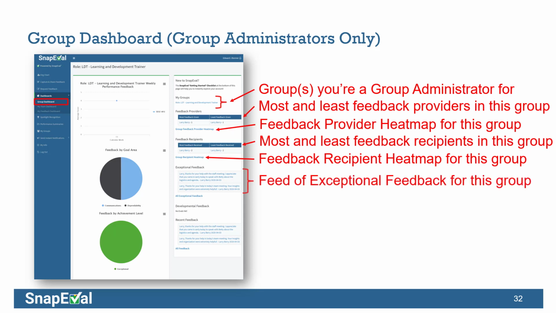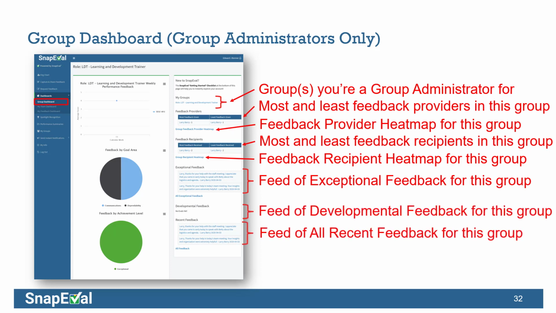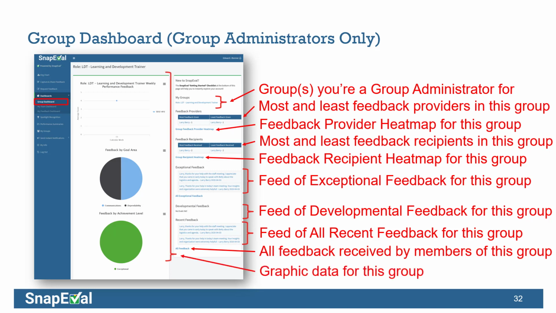It also has feeds of some of the recent exceptional feedback, some of the recent developmental feedback, and just in general recent feedback overall that has been received by members of your assigned group or groups. And if you want to see all the feedback that has been received by members of your group, you can click on the All Feedback link at the bottom of this column. There are also some basic graphic data about the snaps that have been received by members of this group. Again, the best way to get familiar with this is to start to explore it as snaps get started in the system.